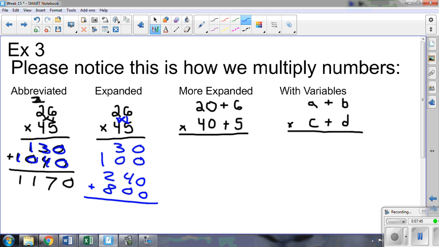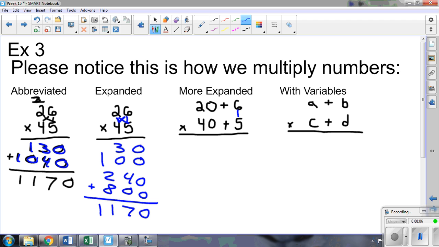Well, adding all those things together, we get 1,170. That's how I do my multiplication, more expanded. We can see that for many people, they wouldn't want to do it this way because it's more writing. Well, this expanded way, please notice what we were saying.